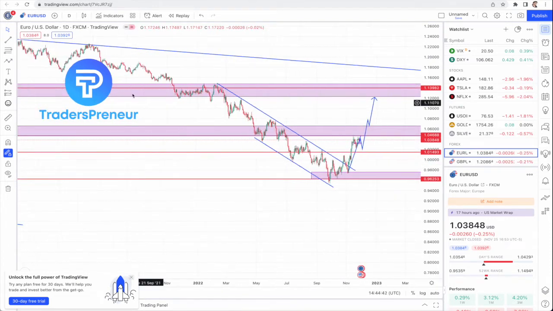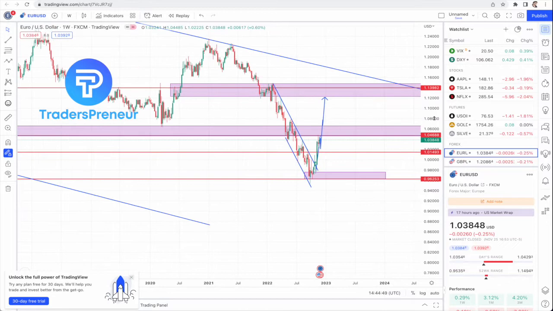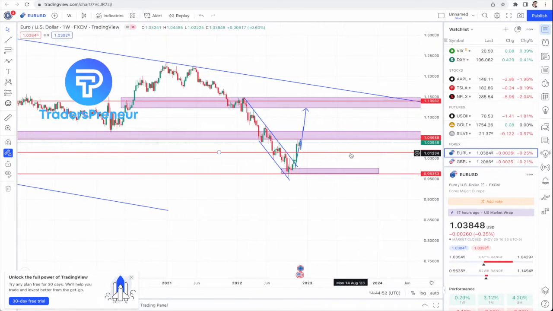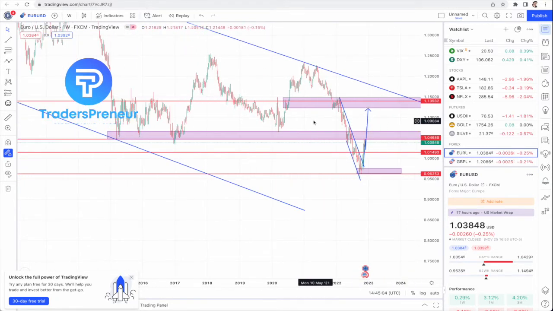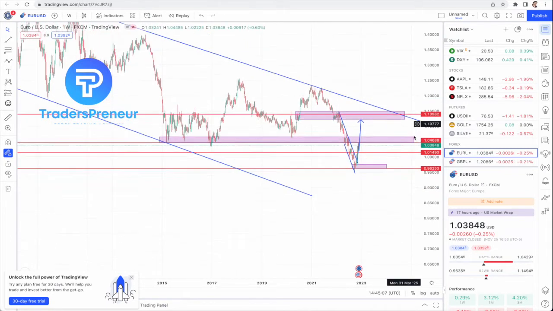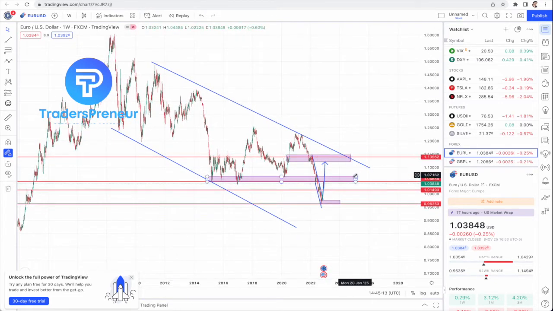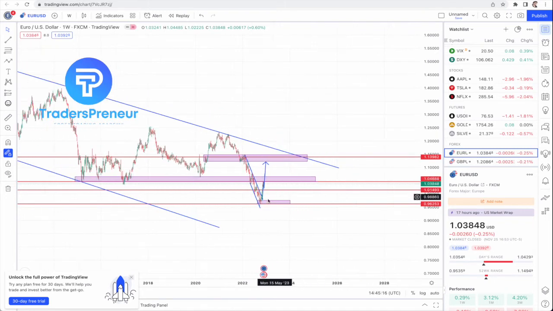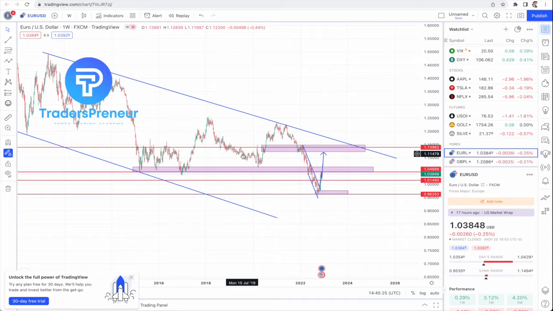Okay, so looking at the weekly time frame, we are eyeing this area of 1.1382 for the long-term bullish trend, but take note that EURUSD is still under a strong bearish trend, right? So we are just in a bullish trend within a strong bearish trend. So this is what we call trend within the trend.